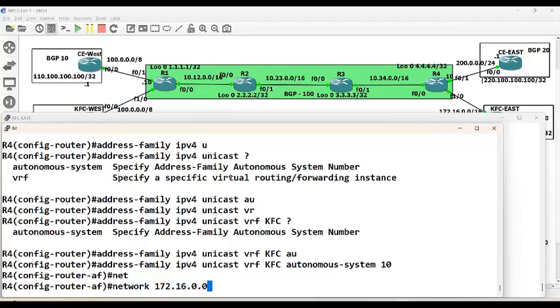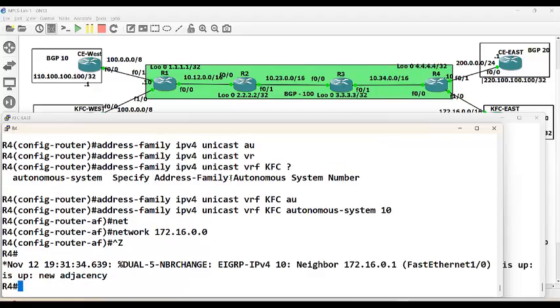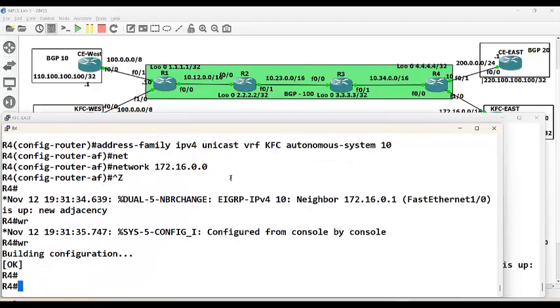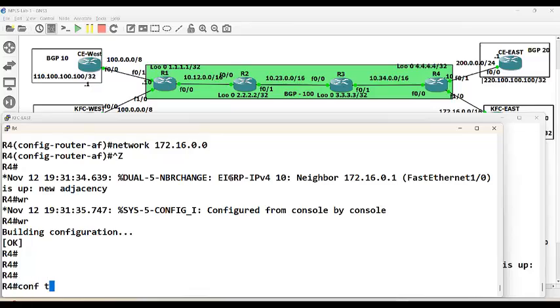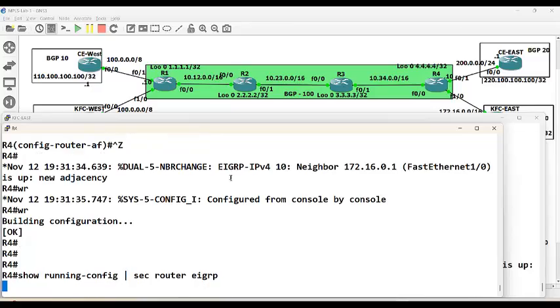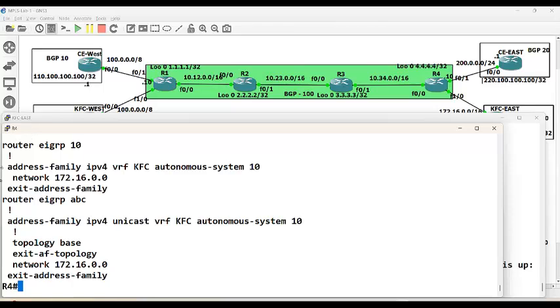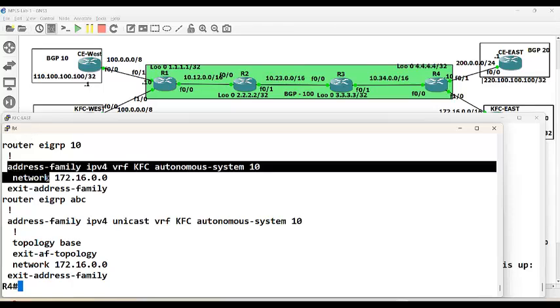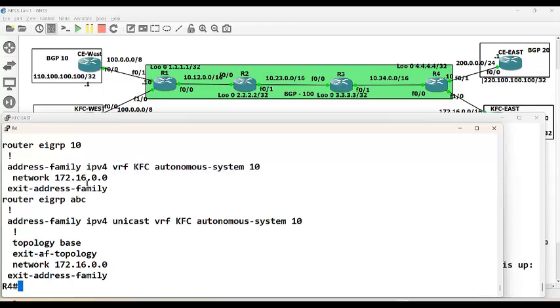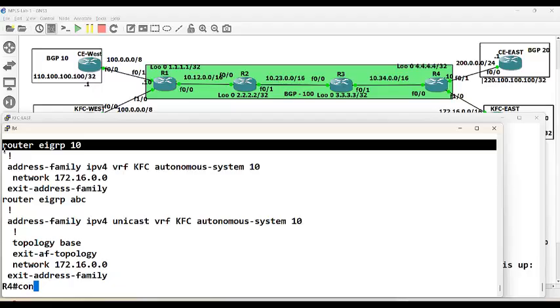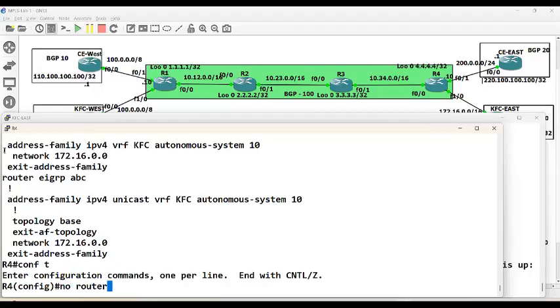Network is 172.16.0.0. You're going to see the neighbor has come up. So what I configured earlier is not correct. This I can remove. Here what I did is I did not say unicast. I'm going to totally remove the older one: no router EIGRP 10.